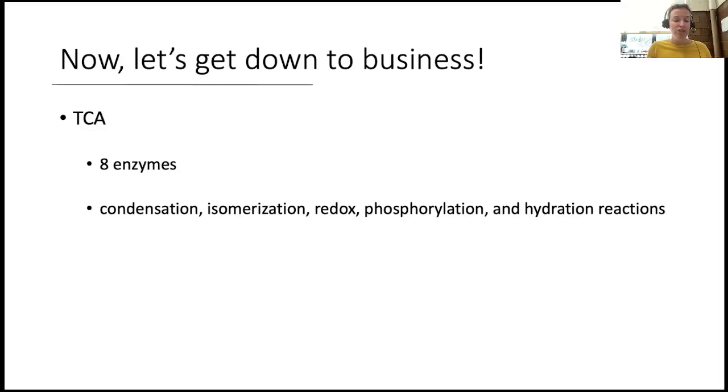Okay, folks, we just discussed the step before the citric acid cycle, the pyruvate dehydrogenase complex. Glycolysis gives us pyruvate. The pyruvate dehydrogenase complex gives us acetyl-CoA. Let's use that acetyl-CoA as we learn about the TCA. We will discuss 8 enzymes that perform a wide variety of reactions.